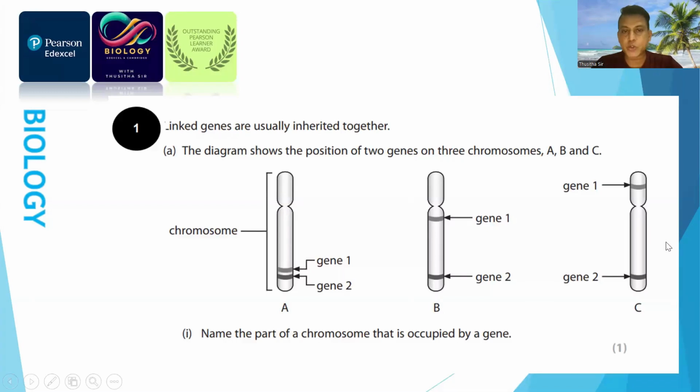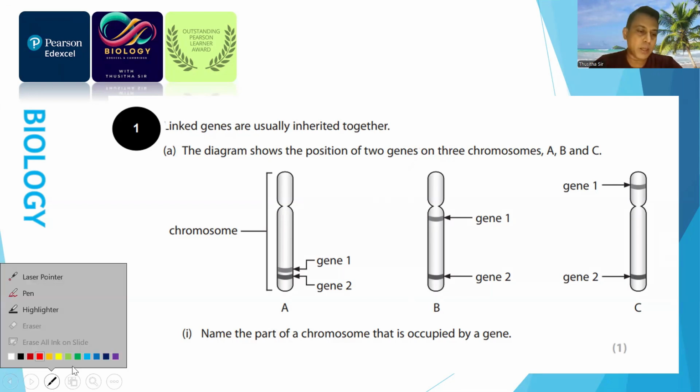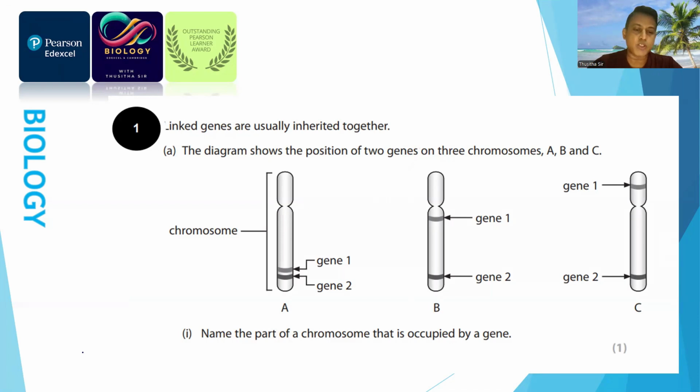Linked genes are usually inherited together. The diagram shows the position of two genes on three chromosomes, chromosome A, chromosome B, and chromosome C. And we can see gene 1 and gene 2 here, on each of the chromosomes.